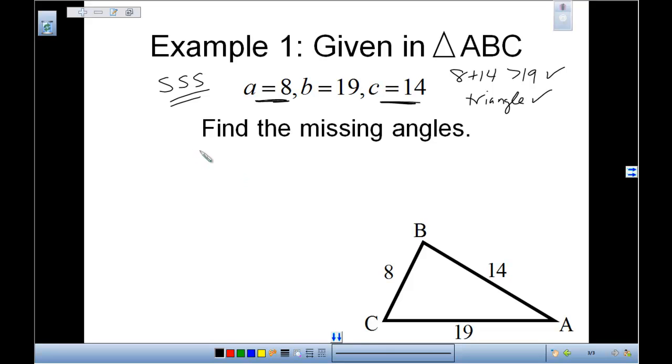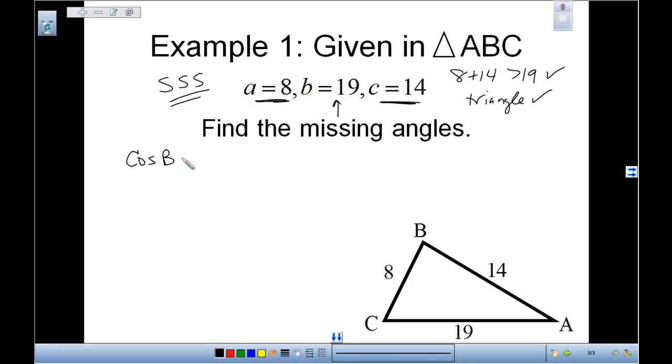So let's use our law of cosines. Remember, the hint was we always want to find our largest angle first. That's because if we have an obtuse angle, it's going to be the largest one. And the largest angle is going to be opposite the largest side, which in this case is side B. So I want to start by using my angle B in my formula.